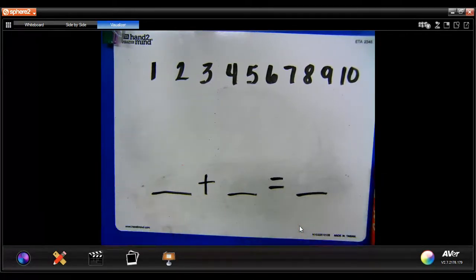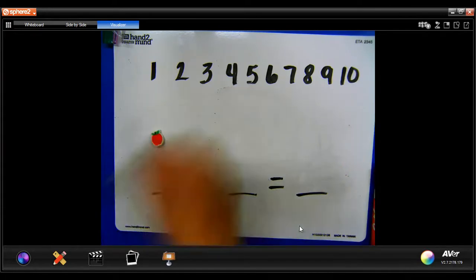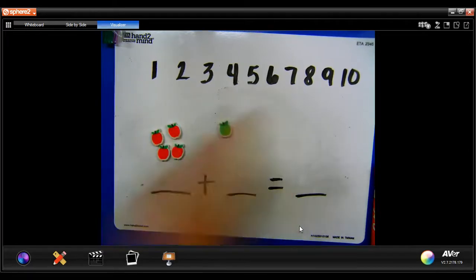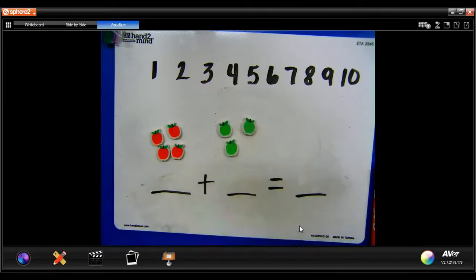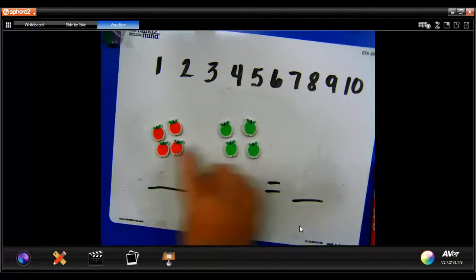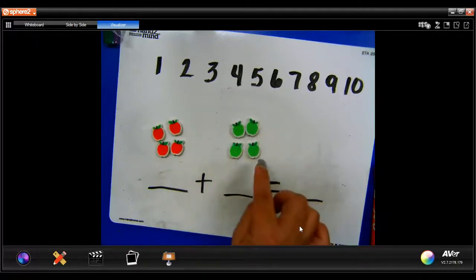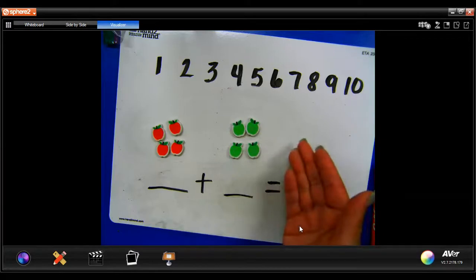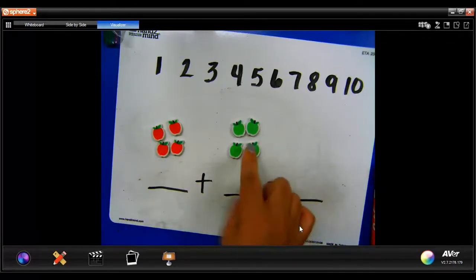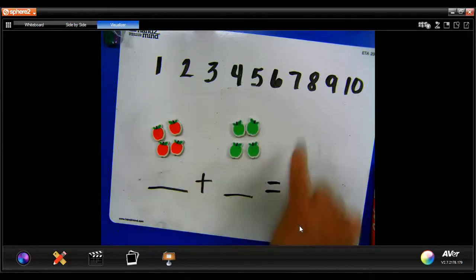All right. So today I'm going to be using little Apple erasers that we can use for our addition sentences or number sentences. So a good word problem could be, I had 4 red apples, 1, 2, 3, 4, and my friend gave me 4 green apples, 1, 2, 3, 4. How many apples do I have in total? So I have 4 red apples and my friend gave me 4 green apples. How many apples do I have in total?